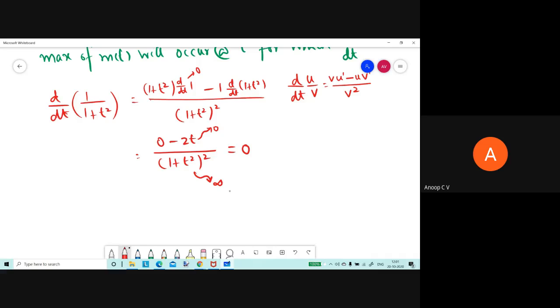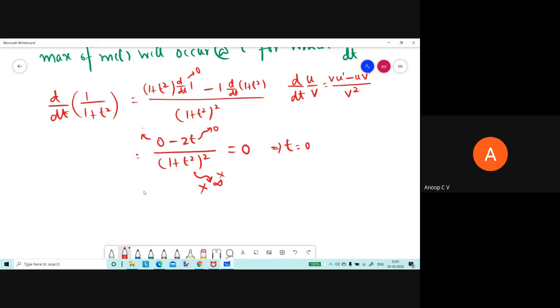So at that point we'll get maxima, so we don't want to consider this. But when t is equal to 0, this entire thing will be 0. So either the numerator has to be 0 or the denominator has to be infinity. We won't consider the case where the denominator is infinity, so we will consider the case where the numerator is equal to 0, which implies t equal to 0.